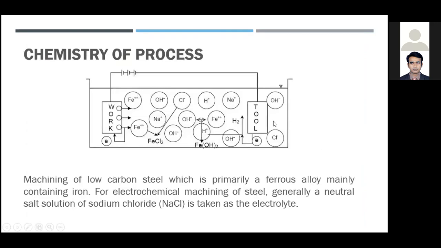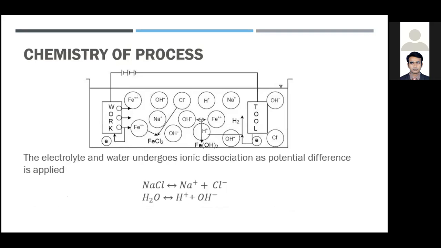The chemistry of the process. To describe the chemistry of the process, I am considering the machining of low carbon steel, which is primarily a ferrous alloy. For electrochemical machining of steel, generally a neutral salt, that means sodium chloride solution, is taken as the electrolyte.